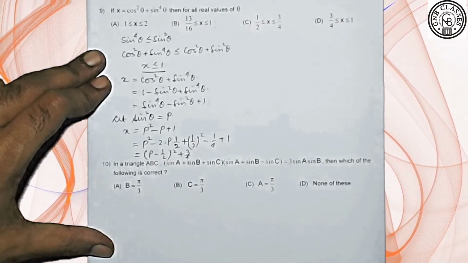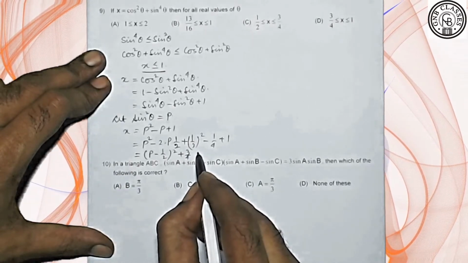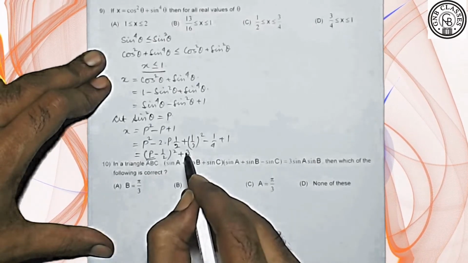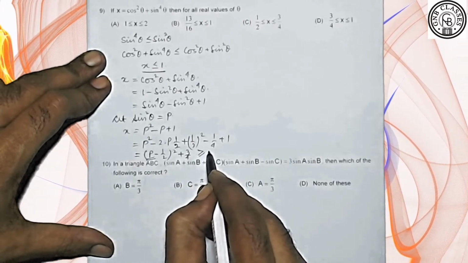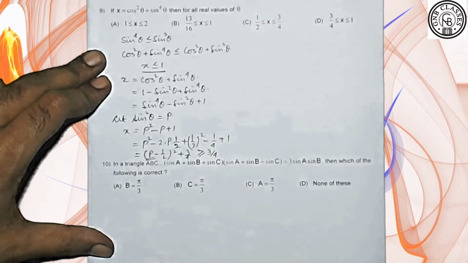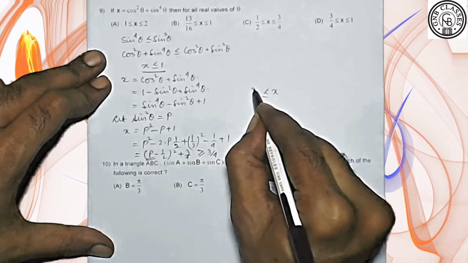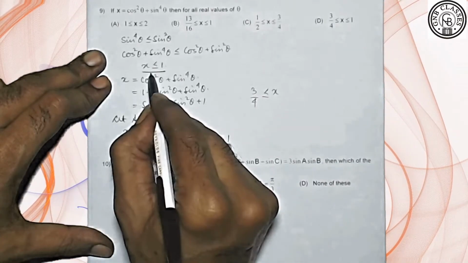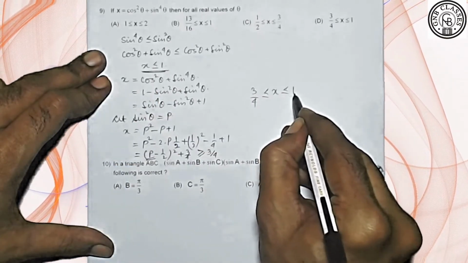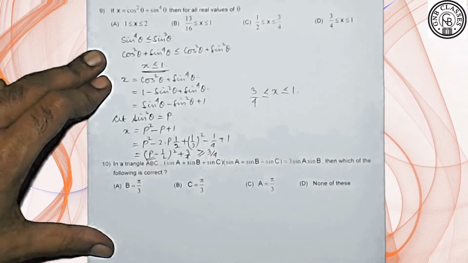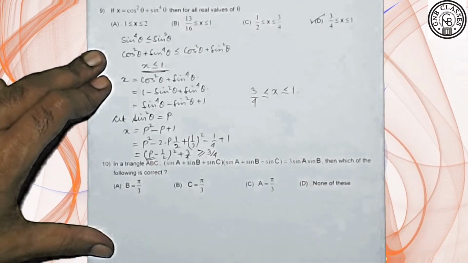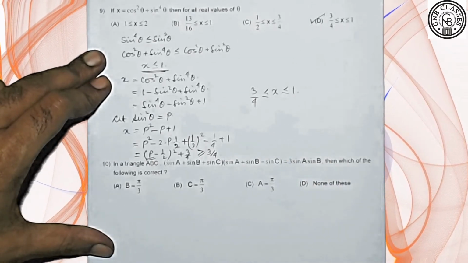Now from this expression we can say that your x for any real p, your x is always greater than or equals to 3 by 4. Is it clear? Therefore the lower limit of x is 3 by 4 and the upper limit of x, as we have already proved, is equal to 1. Therefore our option D is correct. Is it clear to us? Okay.